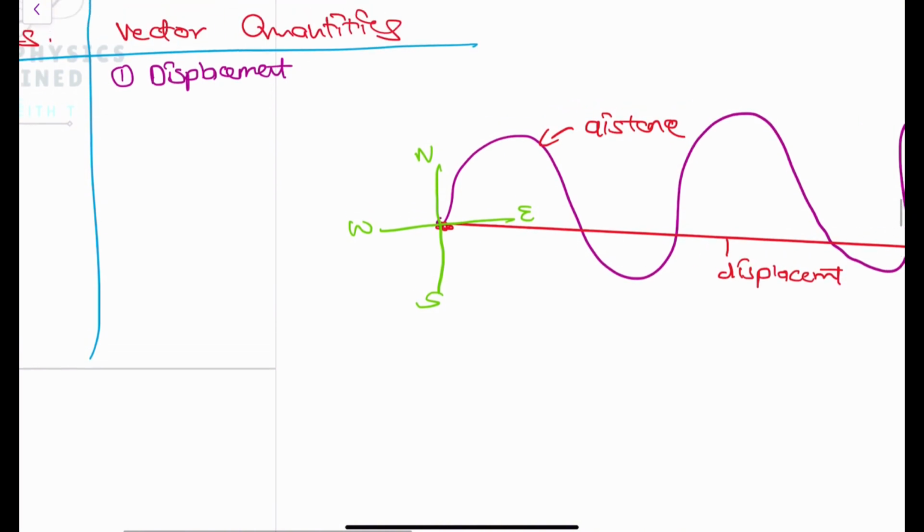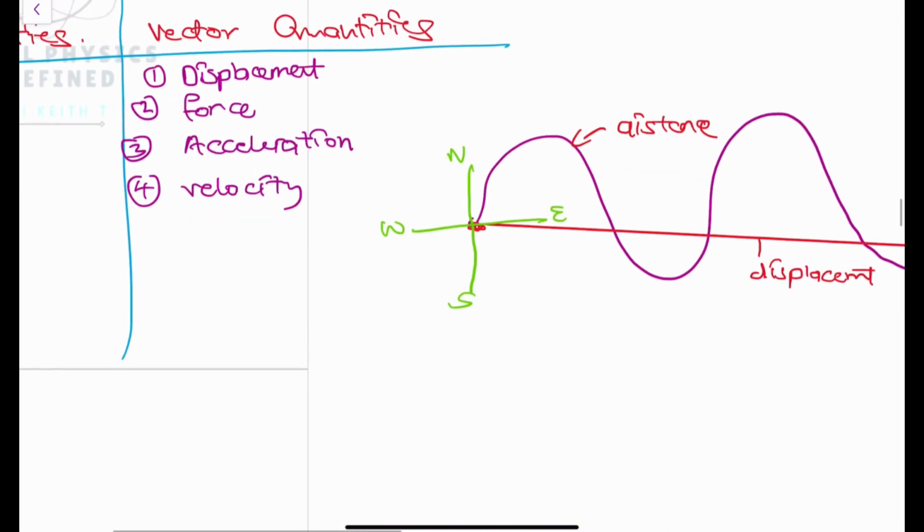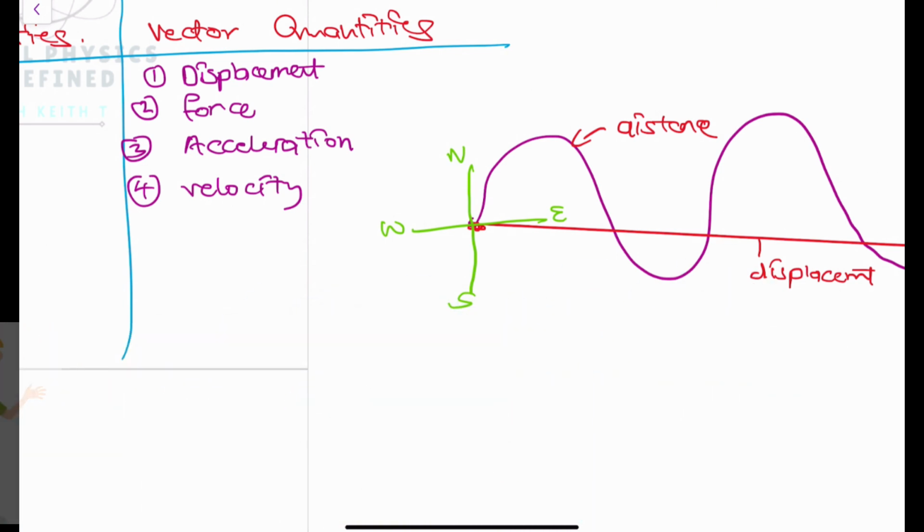What are the other quantities that also involve direction? We have force, which also involves direction. Number 3, we have acceleration, the rate of change of velocity, which also involves direction. And then we also have velocity itself. You can say 20 meters to the left, 30 meters to the right. Like in displacement, I could say, you move 10 meters to the left. That's displacement because you have moved a certain value to the left.